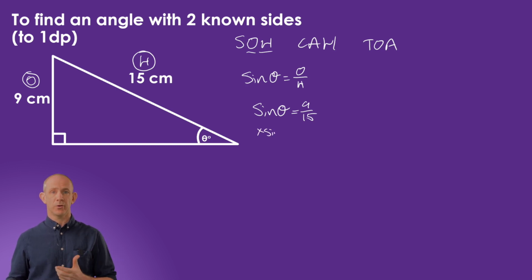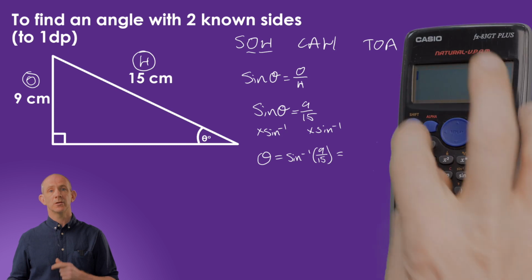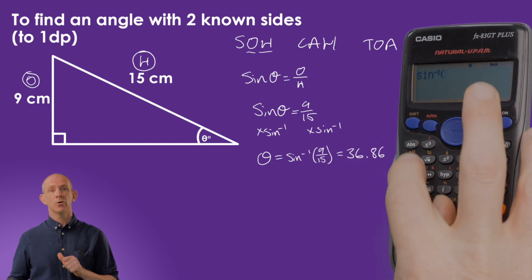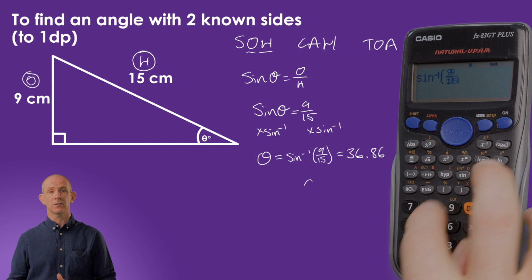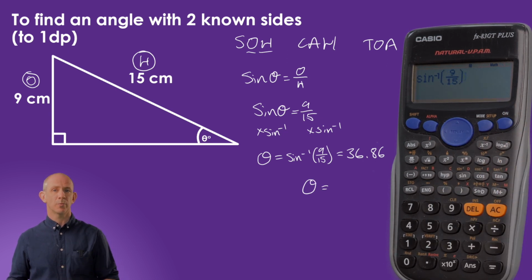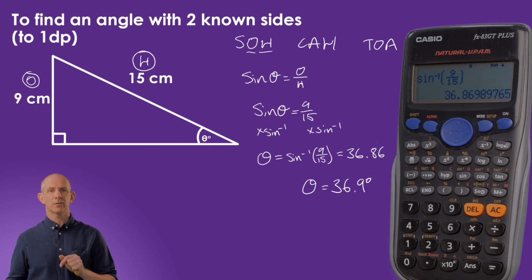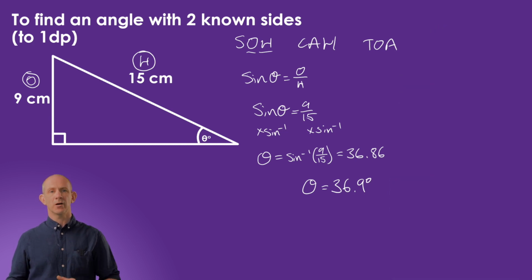Normally we'd divide both sides as we're multiplying by sine, but we can't do that with a trigonometric ratio, so we use the inverse and write it as theta equals the inverse of sine, open brackets, 9 over 15, close brackets. If we type this into the calculator using the shift key to get the inverse, we'll get the answer of 36.86. I'm giving the answer to one decimal place. I'm only interested in the second decimal place, therefore, to get the rounding correct, and I get the answer of 36.9 degrees for theta.